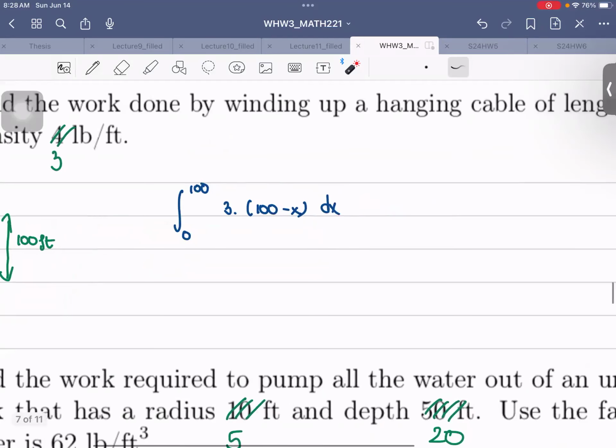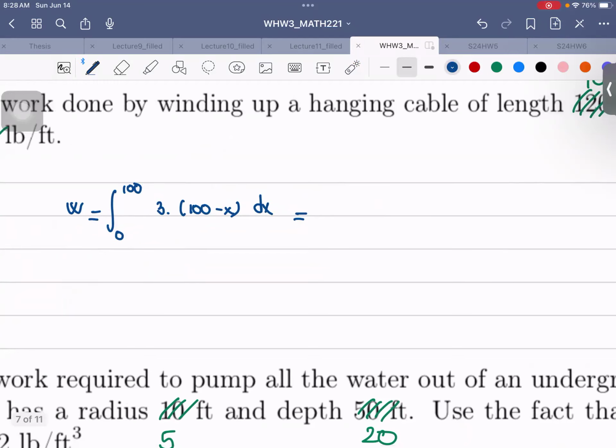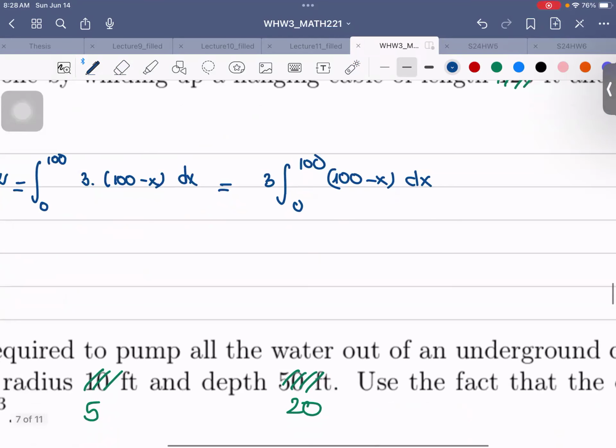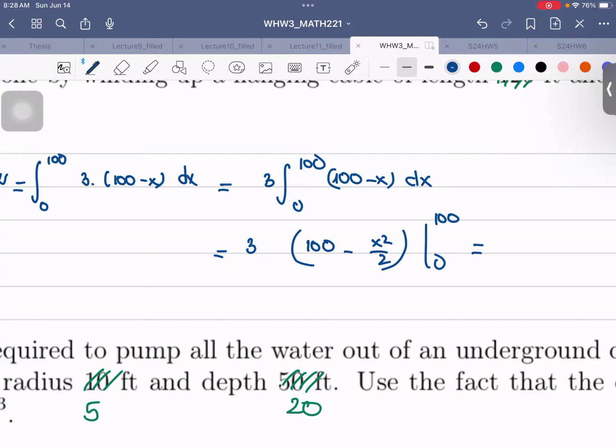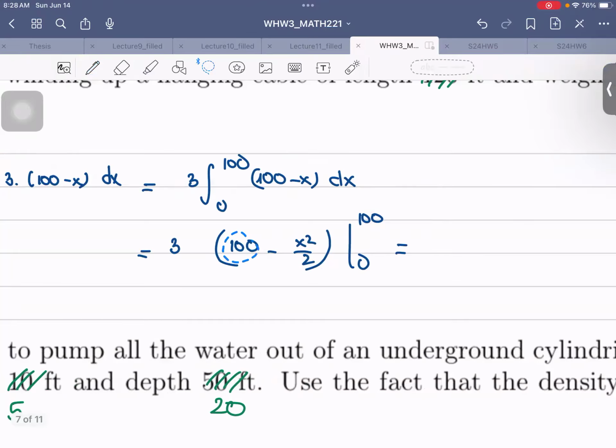Okay, so the work you have is 3 times the integration of 100 minus x dx, since you can take 3 outside. Okay, you just focus on the integration of 100 minus x dx, and I believe this thing is not a big problem. The integration is 100x, the integration of x is x squared divided by 2, and then you just need to plug in 100 and 0.